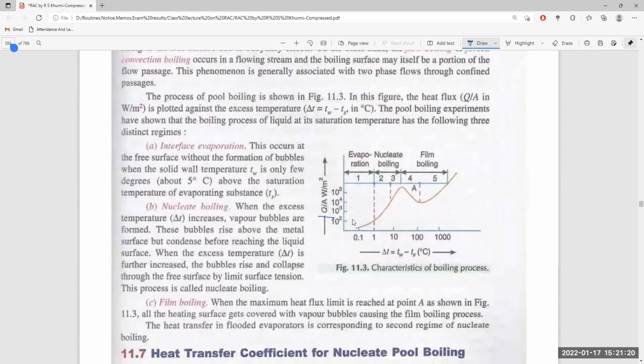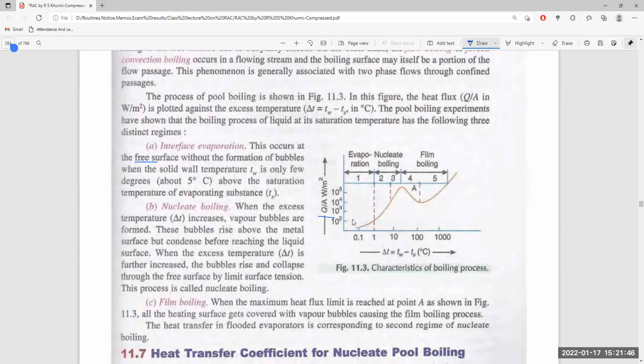What is interface evaporation? This occurs at the free surface without the formation of bubbles. The solid wall temperature Tw is only a few degrees above the saturation temperature of the boiling substance. Evaporation occurs at the free surface without formation of bubbles.